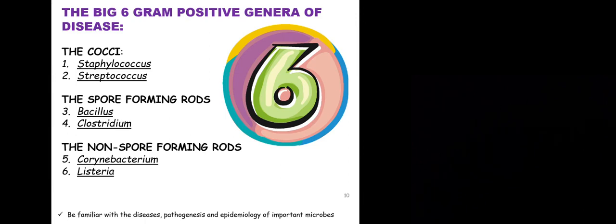The first 2, which is pretty much going to be today, are Staphylococcus and Streptococcus. On Tuesday, we'll talk about the spore-forming rods, so Bacillus and Clostridium. And then we have some non-spore-forming gram-positive rods. We'll talk about Corynebacterium and Listeria, so just kind of the big 6.